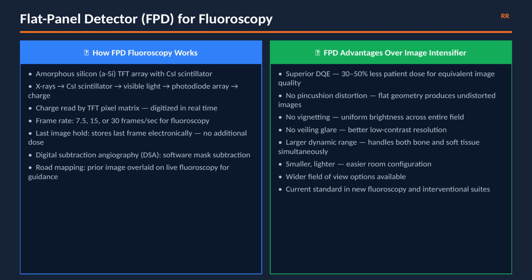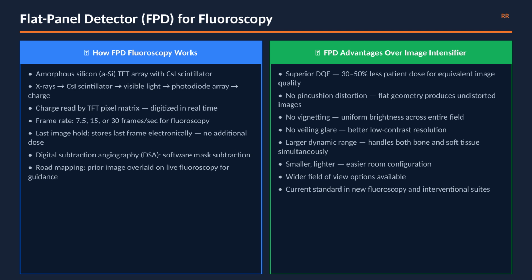Here is why. The detector uses amorphous silicon with a cesium iodide scintillator. X-rays produce light in the scintillator. That light hits a photodiode array beneath it, creating charge. A thin film transistor array reads the charge and digitizes it, producing a real-time image.